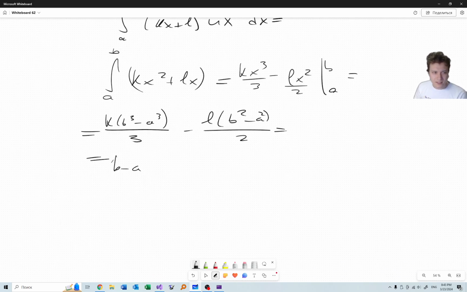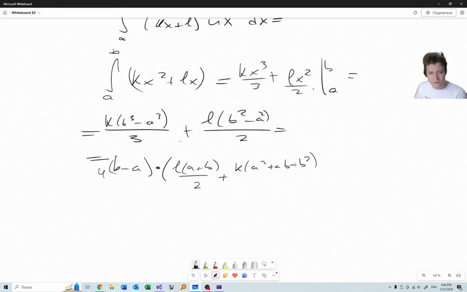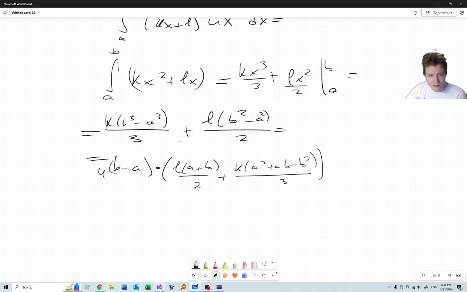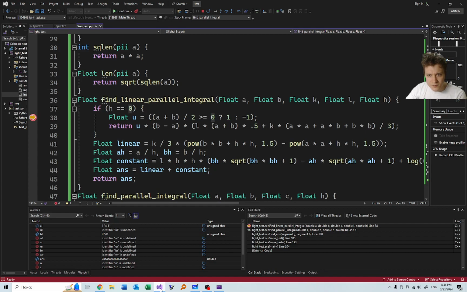which is equal to b minus a times l times a plus b over 2, and why am I writing minus? u times b minus a, l times a plus b over 2 plus k times a squared plus ab plus b squared over 3.